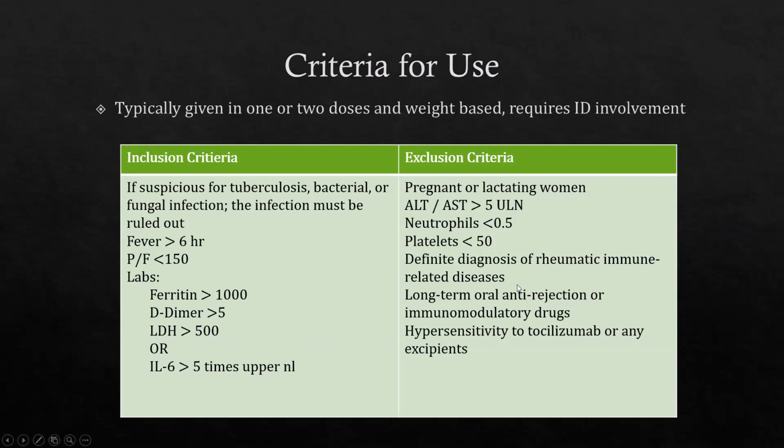You can see some of the exclusion criteria, or if they have a really bad transaminitis, it can make that worse. Again, the immunosuppression here. And then pregnant or lactating women, because we don't know this population.